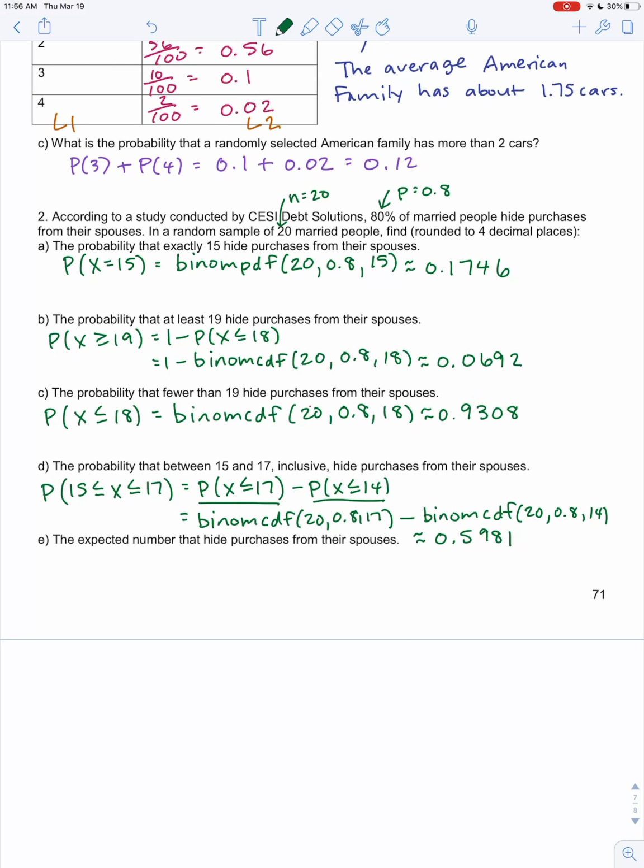Okay, one more part here. It's not a probability. It just says the expected number that hide purchases from their spouses. So remember that in this chapter, expected value has been the same thing as the mean. And for a binomial experiment, the mean is just the number of trials times the probability of success. So that would be 20 times 0.8, which is 16. And what this means is, if you had a random sample of 20 married people, you would expect 16 of them to hide purchases from their spouses. That may or may not happen, but that is the expected value.